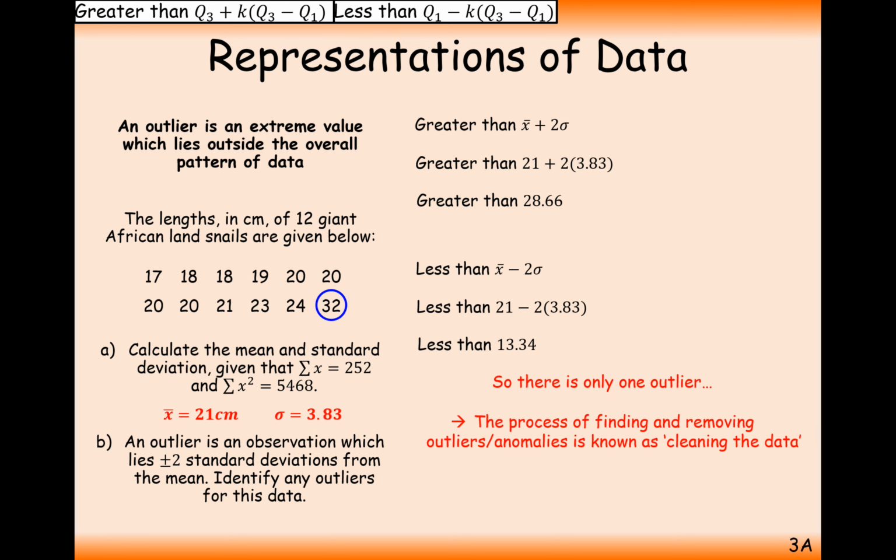Okay, so two separate ways of identifying outliers there. In a box plot diagram, what you would do is you would then draw your largest value at 24 and then put a little cross at the 32 value. It's also known as cleaning the data.